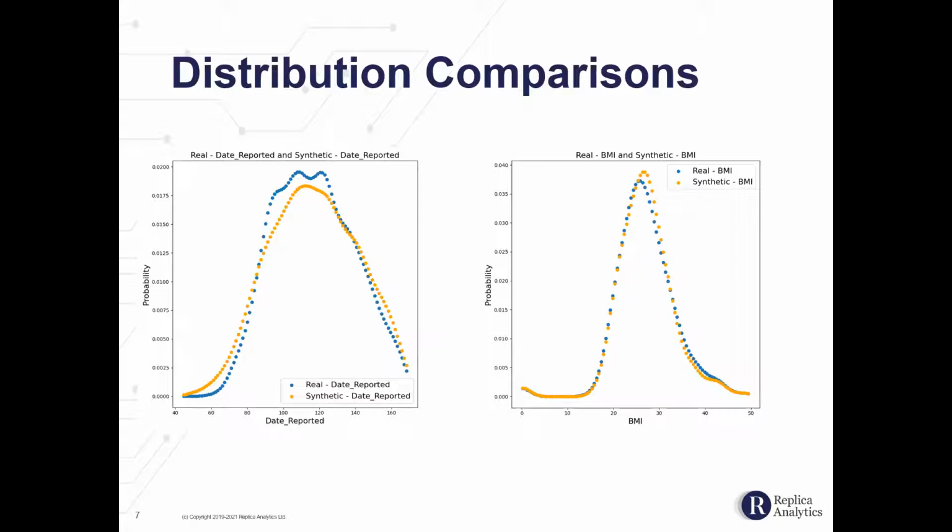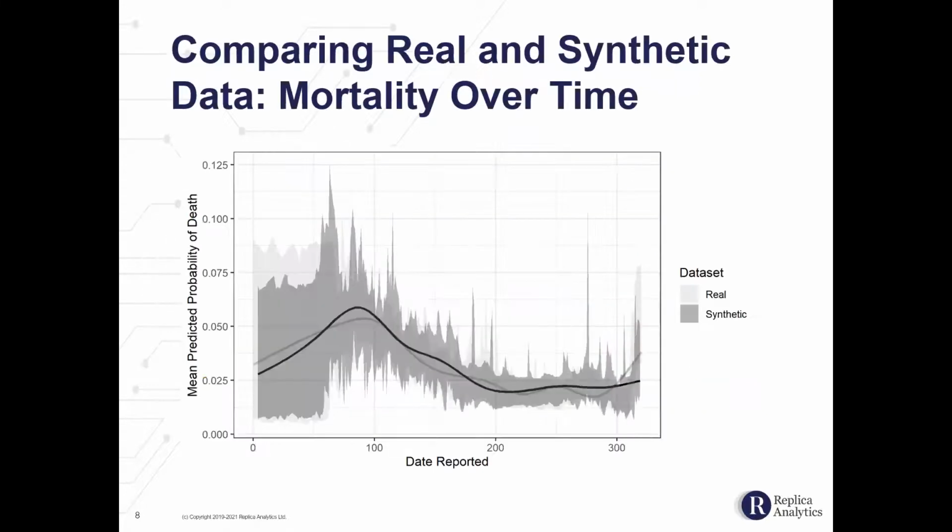And then for the BMI variable here, we can see an even closer pattern between the real and the synthetic data sets. And this is quite common in that the synthetic data sets have been able to capture the overall patterns in the original data sets quite well. But this is a simple illustration. We're just looking at a single variable at a time. So let's look at more complex models.